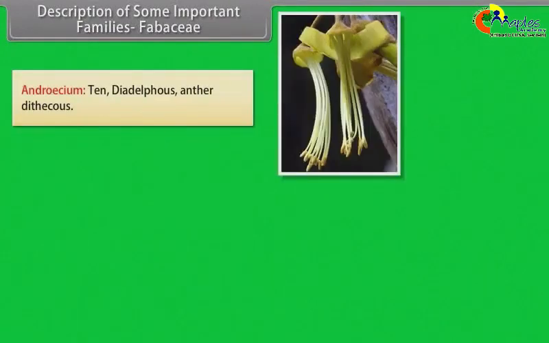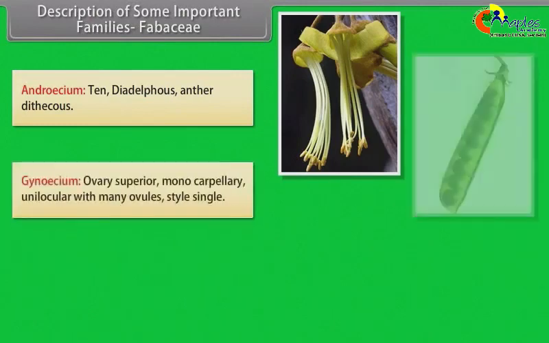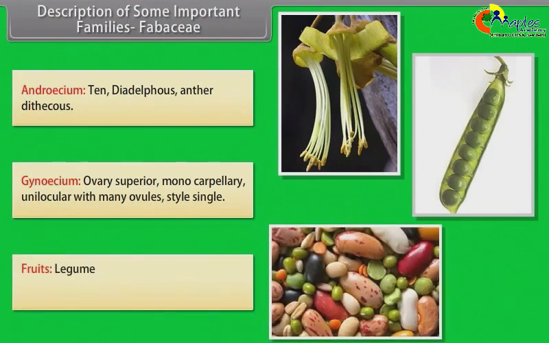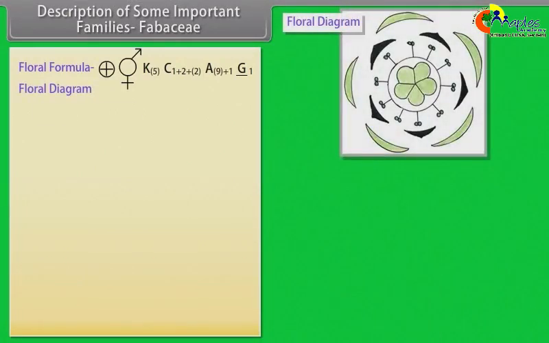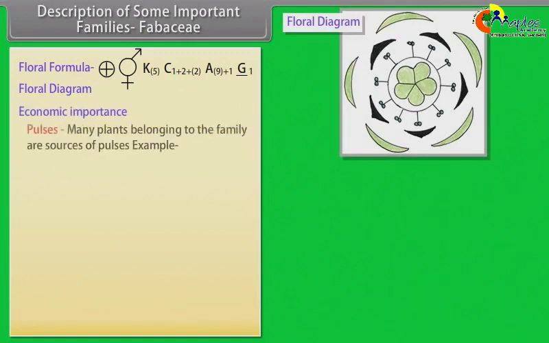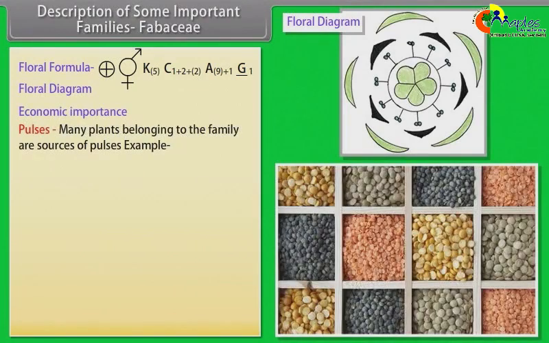Androecium, 10, diadelphous, anther dithecous. Gynoecium, ovary superior, monocarpellary, unilocular with many ovules, style single. Fruit, legume. Seeds, one to many, non-endospermic. Floral formula is shown, and this is the floral diagram. Economic importance. Pulses. Many plants belonging to the family are sources of pulses.